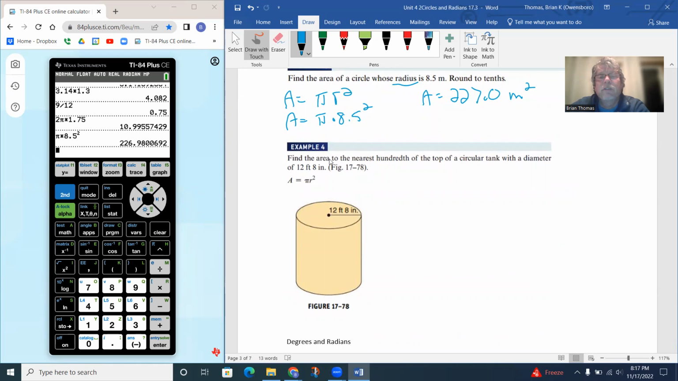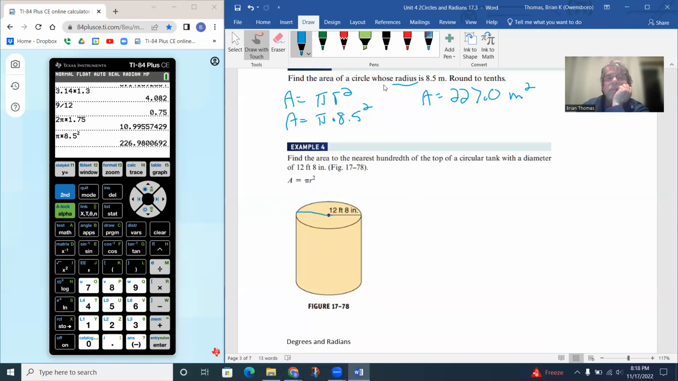So here we have to find the area of the top of a circular tank with a diameter of 12 feet 8 inches. So they just want us to find the area of the top. And notice how the picture says that, but I think they said diameter. So this actually should go all the way across here. Diameter is all the way across. So let me clean that up a little bit here. So the diameter is actually this total distance here. I think they messed up on this drawing. So to find the radius, we would still have to cut that in half.